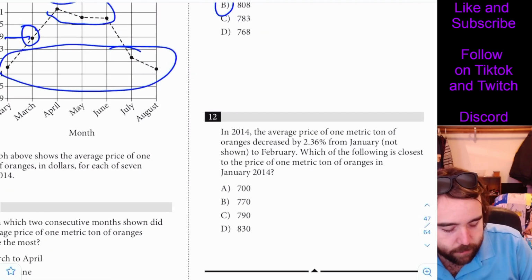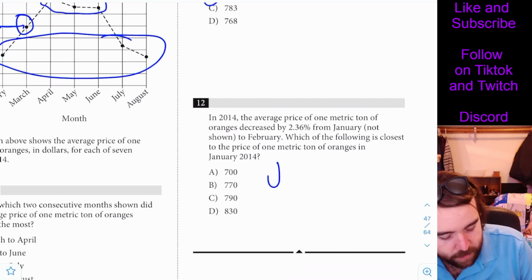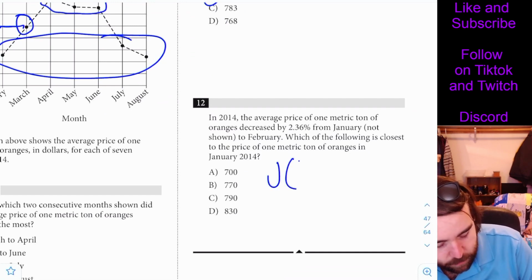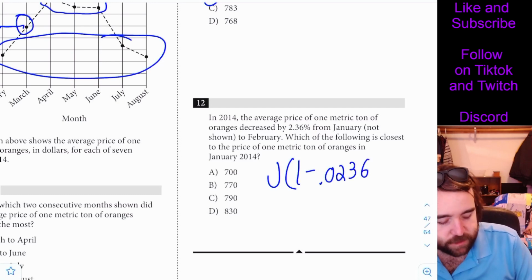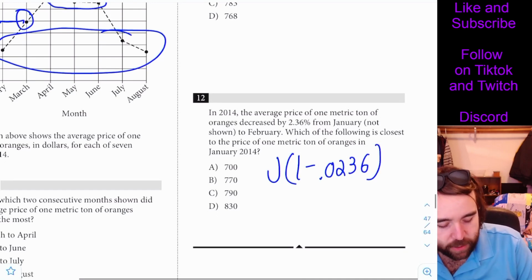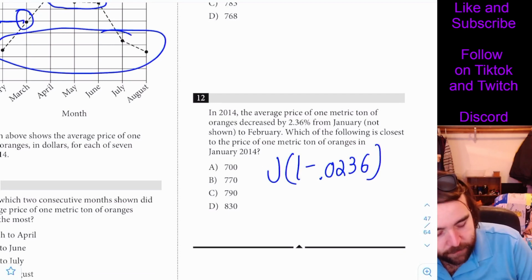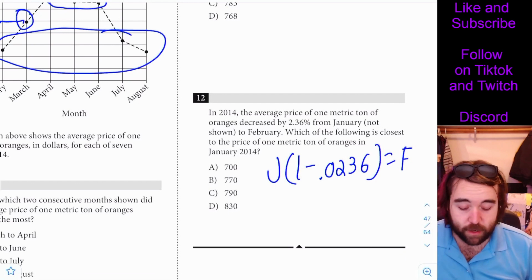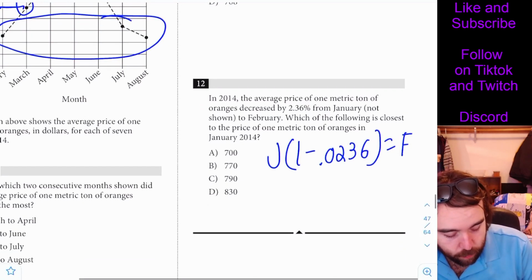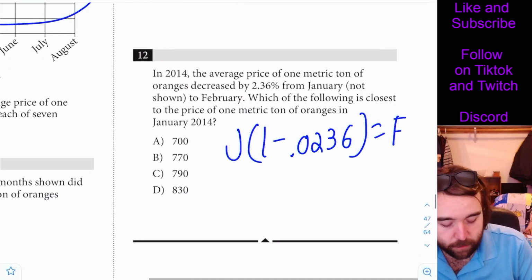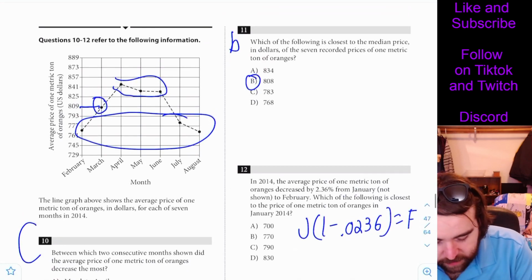You've got to set up, or I would say you should set up the equation. You should go the January price times the 1 minus 0.0236. So that's 2.36%, so that's your percent change, went down by that. So January multiplied by that gets you the February number. Then if we want to solve for the January number, we're going to divide both sides by that whole minus thing. So we're going to take the February number, which I guess we got to estimate.